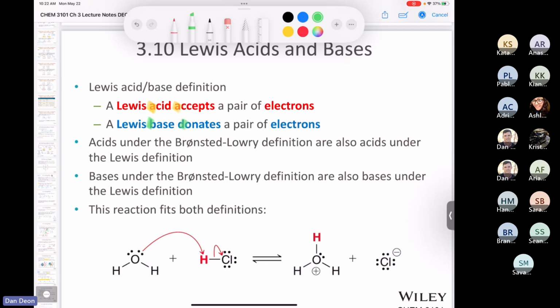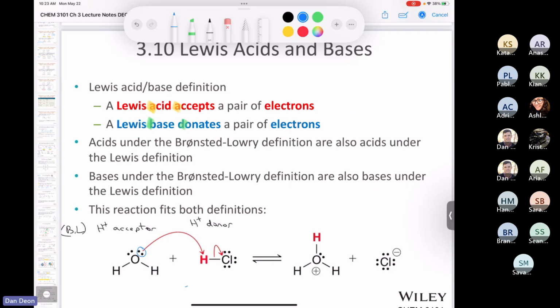So if we take a look at the example that I have shown here, you have water being protonated by HCl. Well, you can see that the water is a base because it's an H plus acceptor. And you can see the HCl is an acid because it's an H plus donor. Okay, so that would be Bronsted-Lowry, but it also fits the Lewis acid base definition. Why? Because you can see that the acid is accepting this pair of electrons.